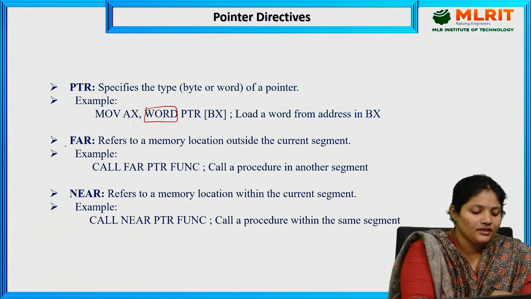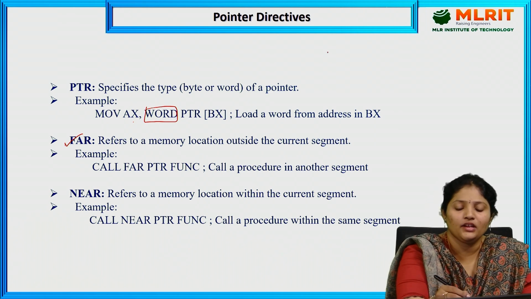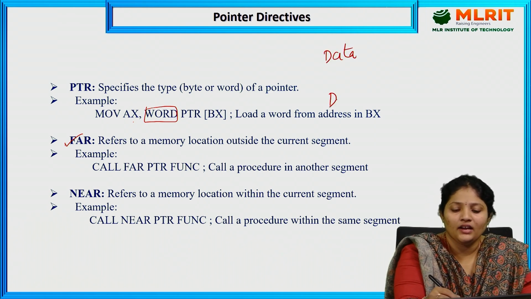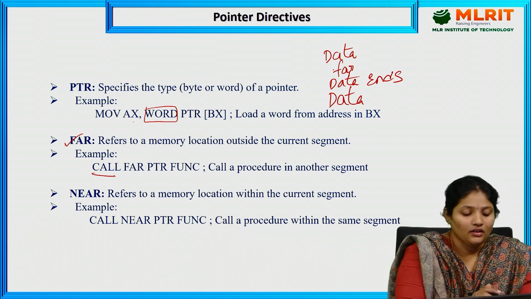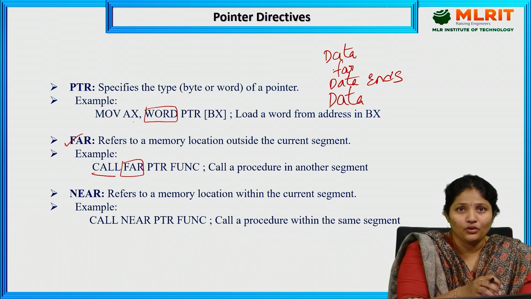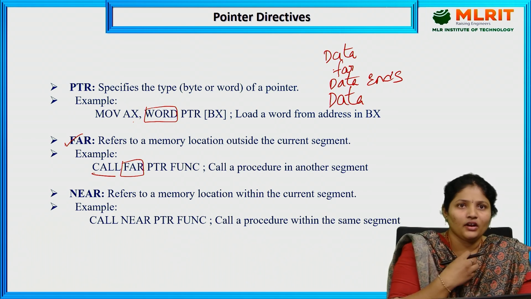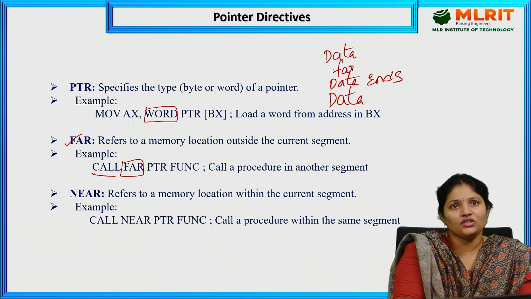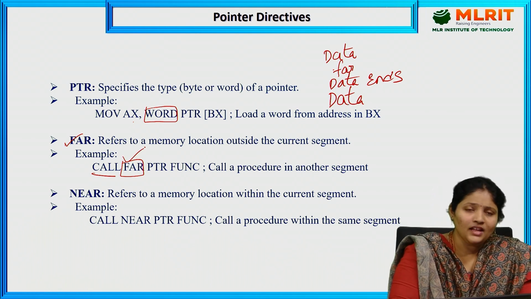So coming to the next one, far. Far refers to a memory location outside the current segment. Like we are using one data segment here and another data segment in another location. Here if I mention far, this call function will be mentioned as far. Whatever subprogram you are calling, that subprogram belongs to another segment. So if our call and return functions are in another segment, then we need to use the far assembler directive.